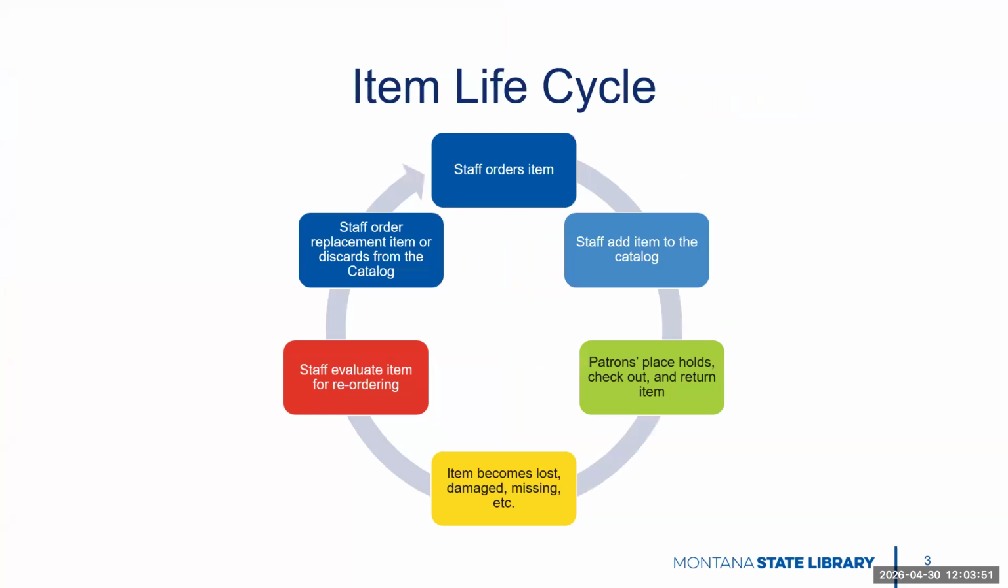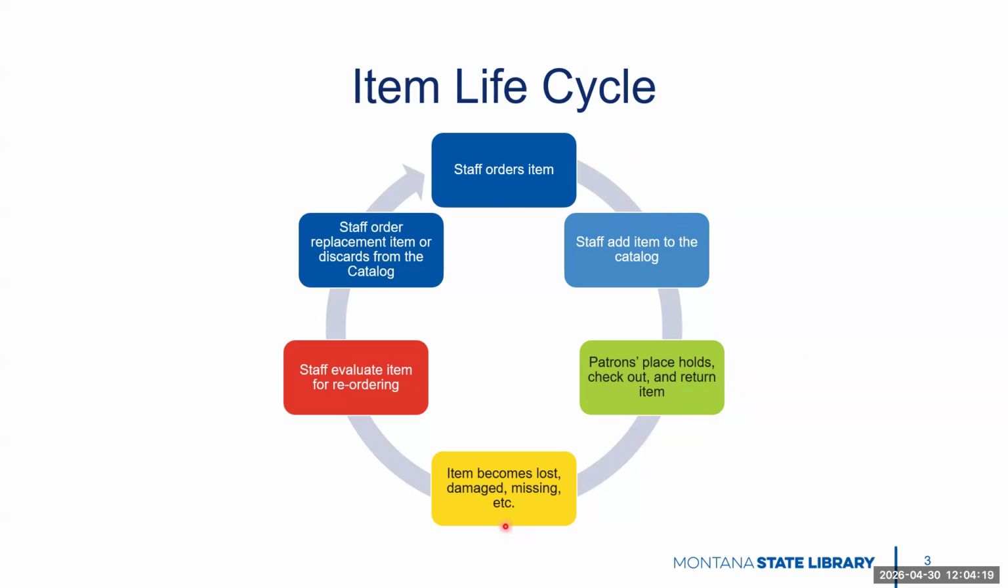So the item life cycle, I have a pointer and I'm going to try not to go overboard with it because I am a hands person. Generally what happens is staff orders the item, then they catalog it, and then it gets ready for the patrons to either place holds, check out, or return the item. And it follows this pattern, hopefully for a while.